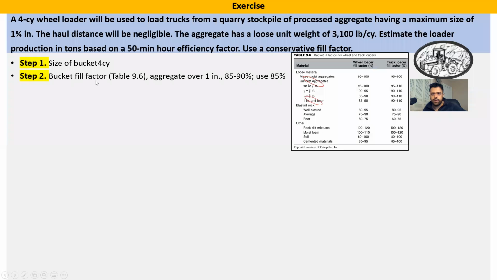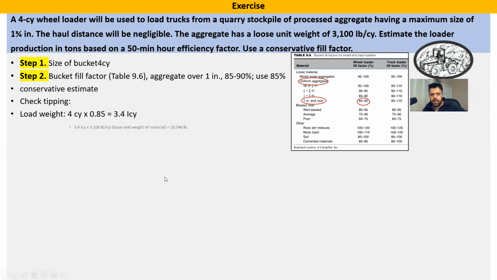So first, look at the fill factor. The fill factor comes from table 9.6. You should look at the type of the class of materials and the size of the materials in that class. And to be conservative, you could select the lower number, the starting number of the range, which is 85%. This is the fill factor. We need to use it in the equation. We need to check that the bucket will not tip. Half of the maximum tipping limit, if we are less than half of it, then we're good to go.